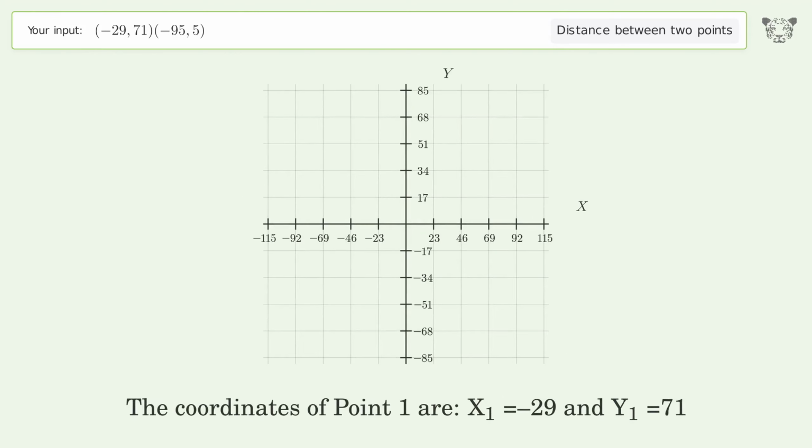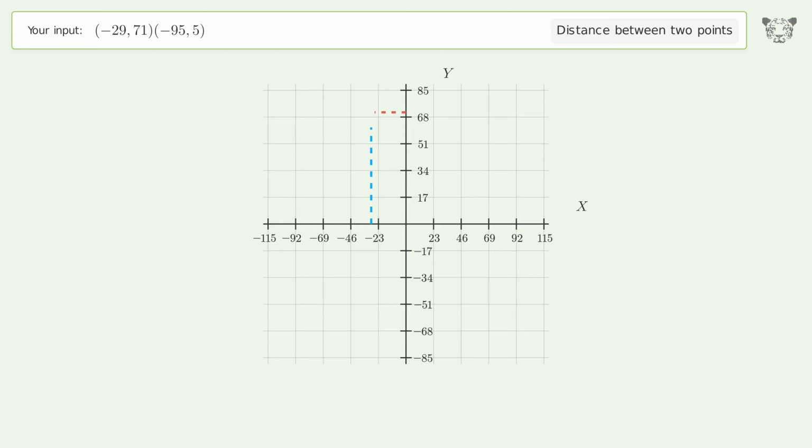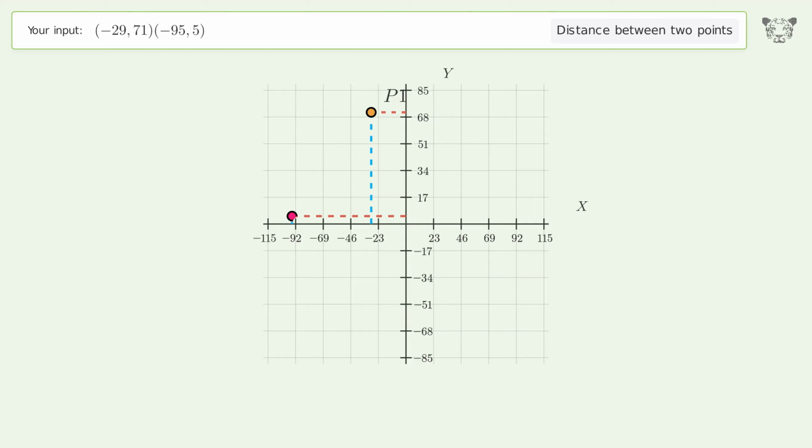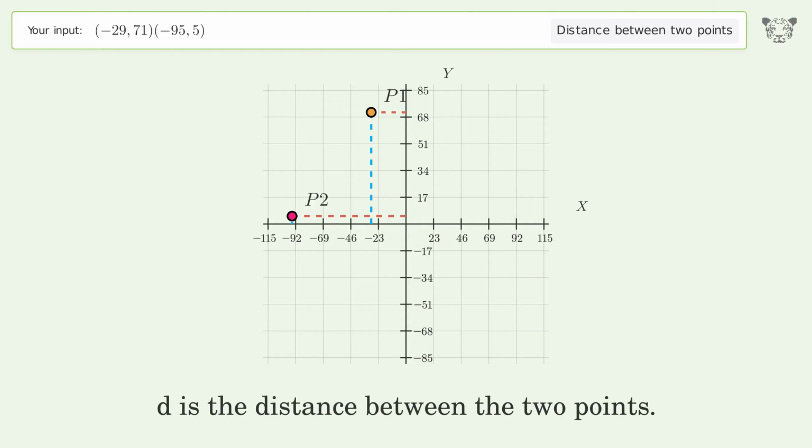The coordinates of point 1 are x1 equals -29 and y1 equals 71. The coordinates of point 2 are x2 equals -95 and y2 equals 5. D is the distance between the 2 points.